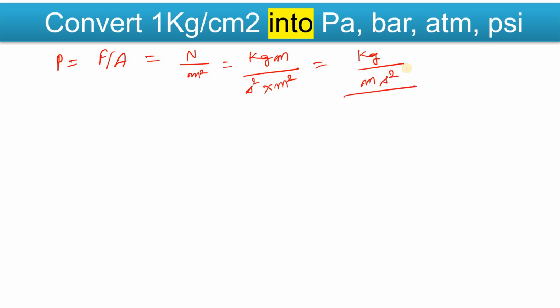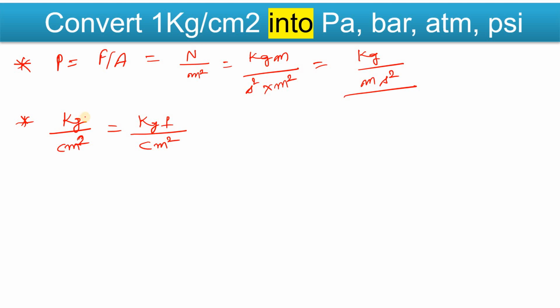I hope you all agree with this point. Now there is the unit which is written as 1 kg per centimeter square, right? Actually this 1 kg per centimeter square is not correct. Actually this is equivalent to kg force per centimeter square.